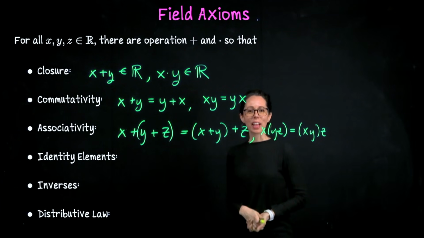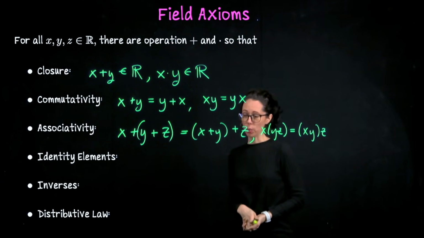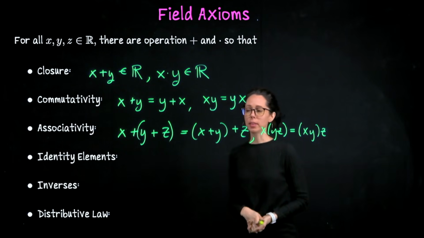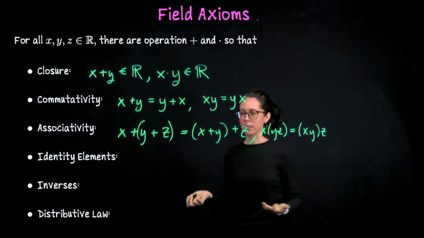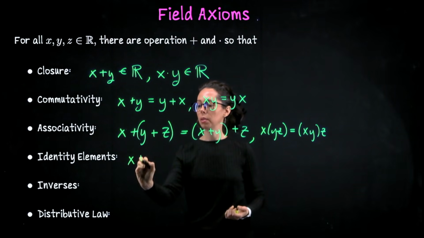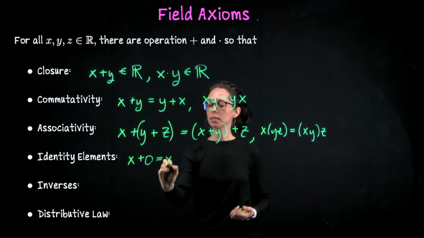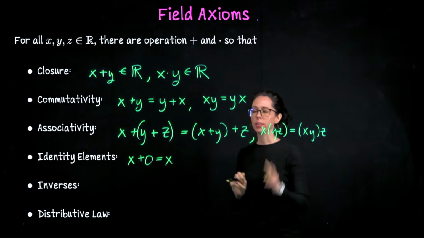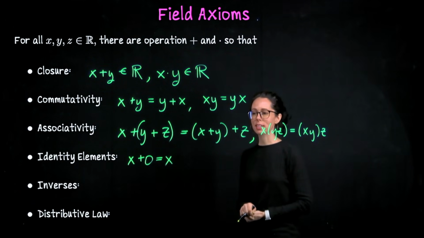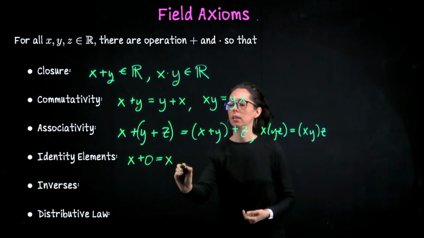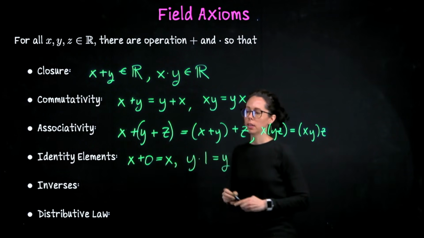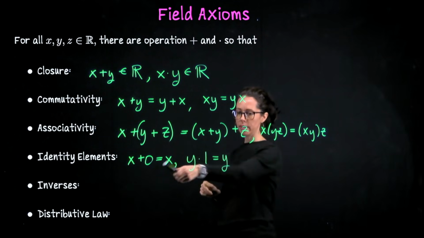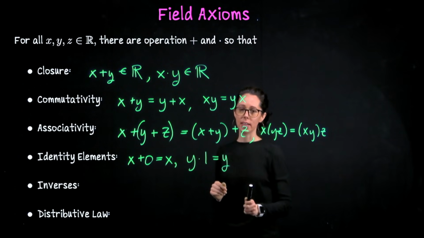Okay, what are the identity elements for the real numbers? We have two operations here, so we have two identity elements. The additive identity element, of course, is 0. x plus 0 is x. And thanks to commutativity, we can also flip that and say 0 plus x is x. y times 1 is y. So we have an additive and multiplicative identity.